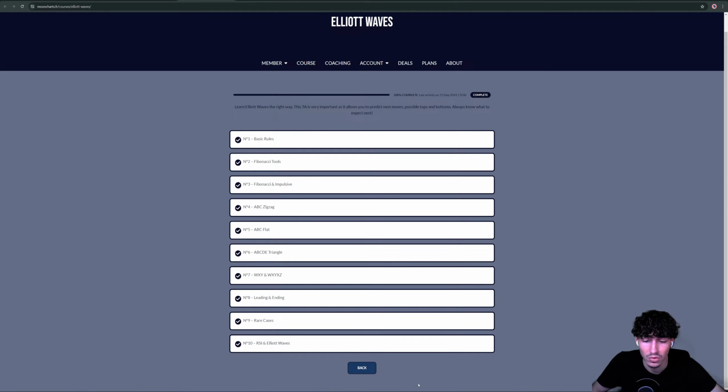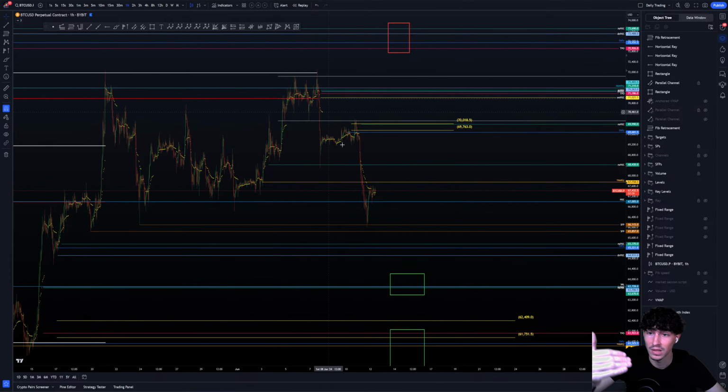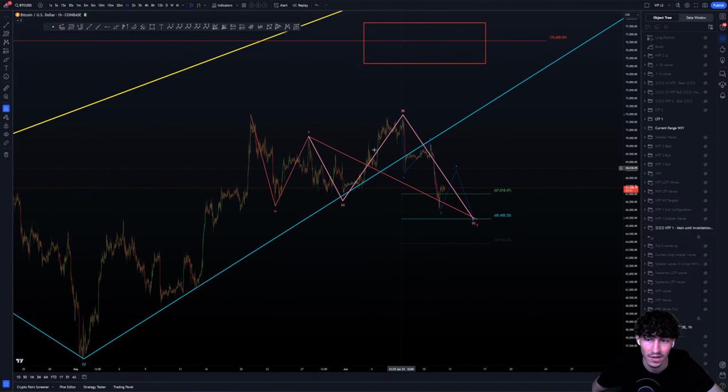This is how, for example, you could make some predictions on Bitcoin, plan this drop, because we were looking for this ABC flat, for example, here into the Y wave on the top already, combined with order flow. It was looking more likely for the shorts to be stopped out, to make one more new high.